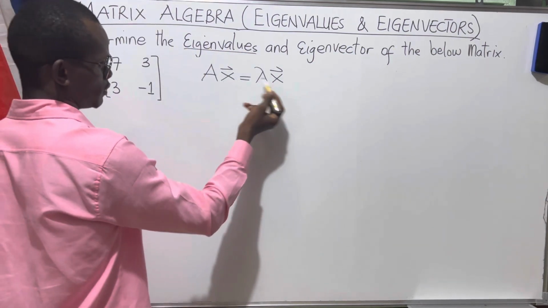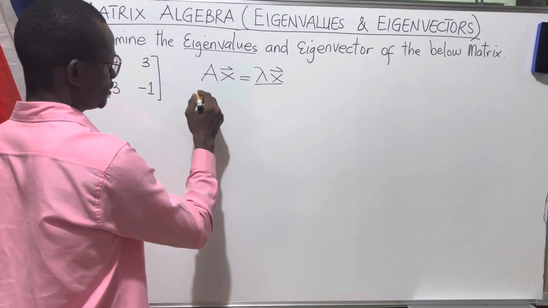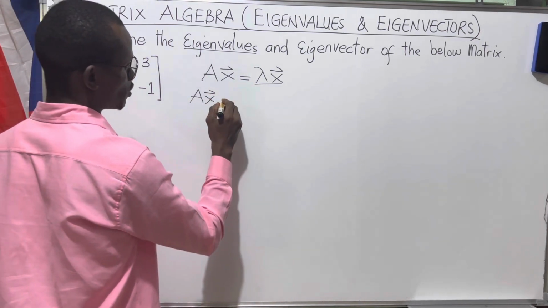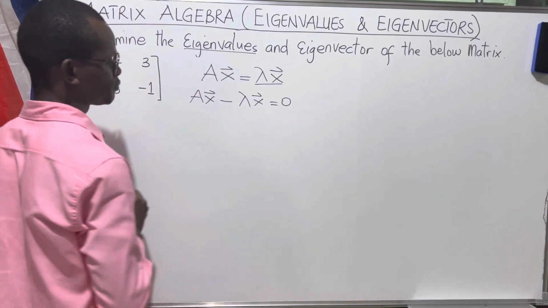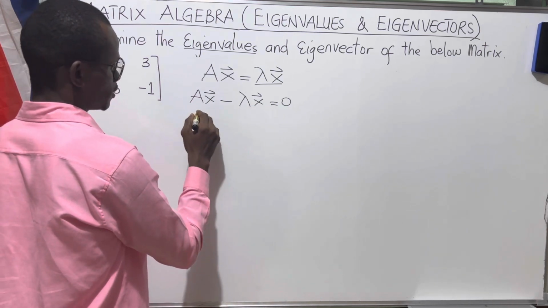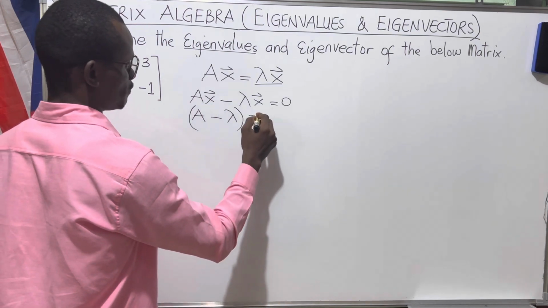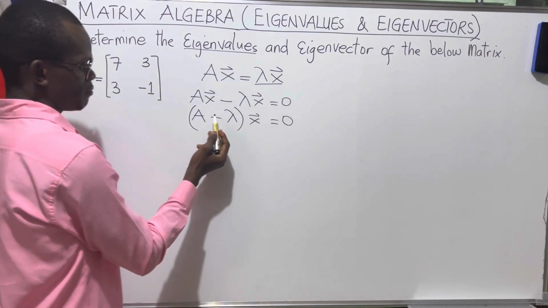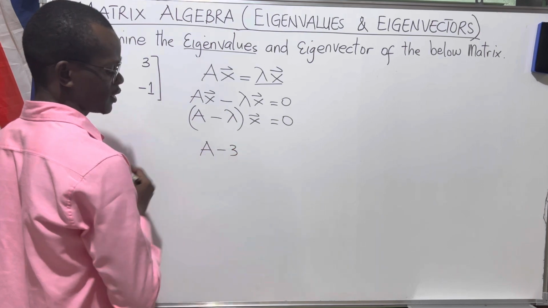So we further carry on some operation right here. We send this term across the equal sign. We have A x, or a vector x, minus lambda of vector x equals 0. Now we can factor out vector x. So you have A minus lambda times vector x equals 0. Now you have A minus lambda, let's say matrix A minus a constant 3.